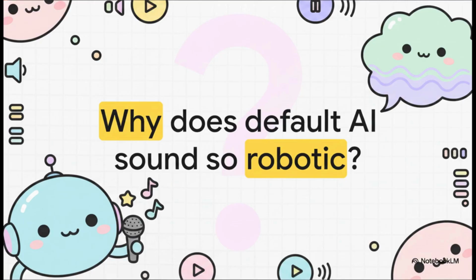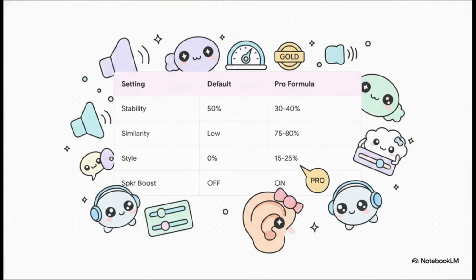But if you're making engaging viral content or a deep dive, consistency equals robotic. Real human speech naturally has tons of micro variations in speed, pitch, and emotion. So, the settings in this table? This is your absolute goldmine for 100% human-sounding audio. Look at the stability setting. The default is 50%, but the pro secret is to actually turn stability down to the 30 to 40% range.